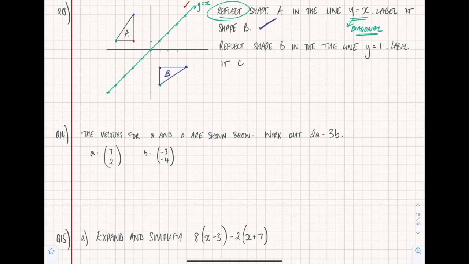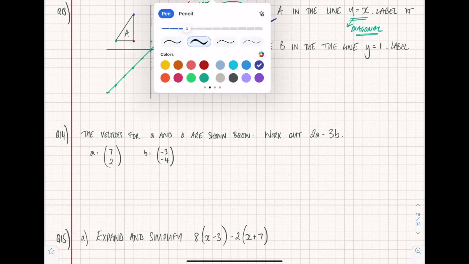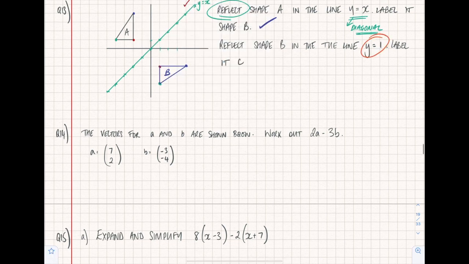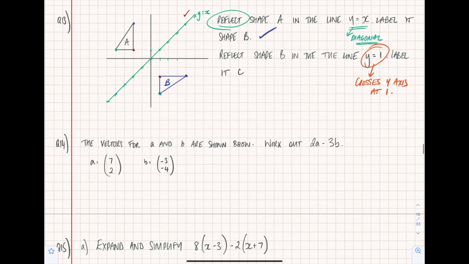It then says reflect shape B in the line y equals 1. This crosses the y-axis at 1. So it's really important you understand that. This is my y-axis, which means the line y equals 1 goes across here. Okay, so that's the line y equals 1.